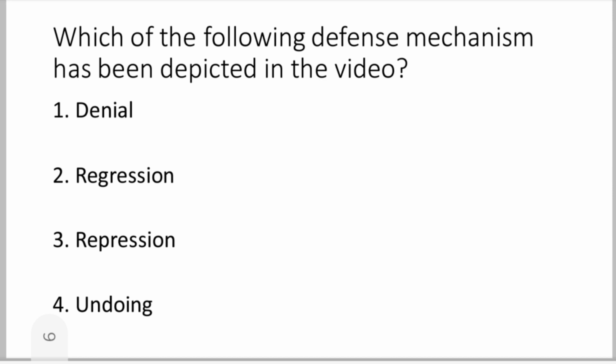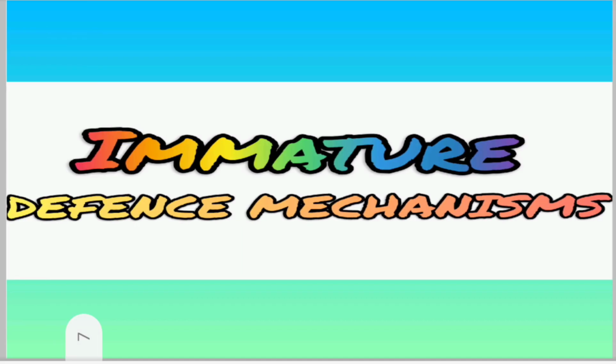So now, let's see the question attached to the video. Which of the following defense mechanisms has been depicted in the video? And the options are denial, regression, repression, undoing. So, before coming to the answer, let's go and discuss the immature defense mechanisms.